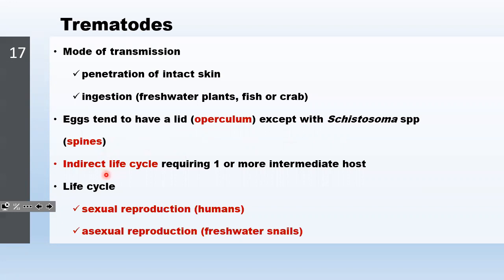They tend to have an indirect life cycle, requiring one or more intermediate hosts, depending on the species you are dealing with. The life cycle could be sexual, so you have sexual reproduction in humans and asexual reproduction in freshwater snails, when we are discussing schistosomes.